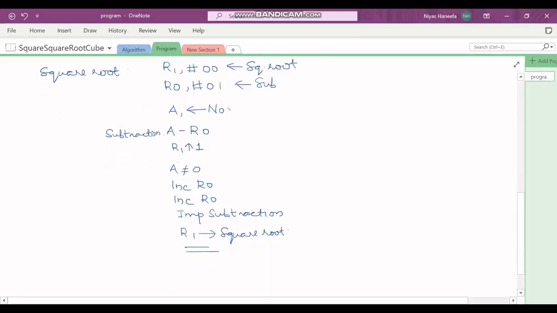Then you have to check whether the result is equal to 0. If the result which is in A is not equal to 0, we'll increment the subtractant twice. So 1 becomes 3 and again the subtraction process is repeated. Again this process is repeated, each time incrementing the square root value in R1 by 1 and the subtractant by 2. And finally we will get the result in R1.